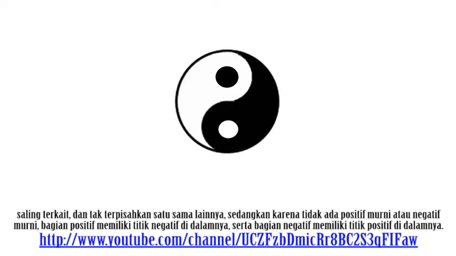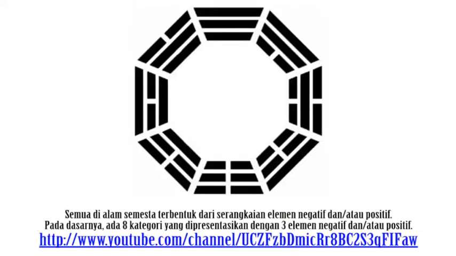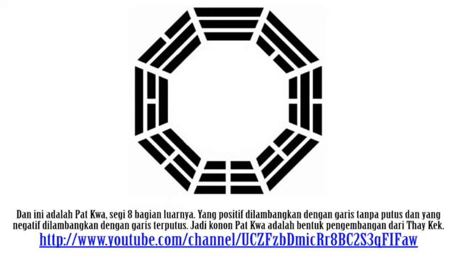While there is no pure positive nor pure negative, the positive part has a negative dot in it, as well as the negative part has a positive dot in it. Things in the universe are formed from a series of negative and/or positive elements. At the very basic, there are 8 thing categories that are represented by 3 negative and/or positive elements. And this is 八卦, the outer octagonal part. The positive is drawn as an unbroken line and the negative is drawn as a broken line.